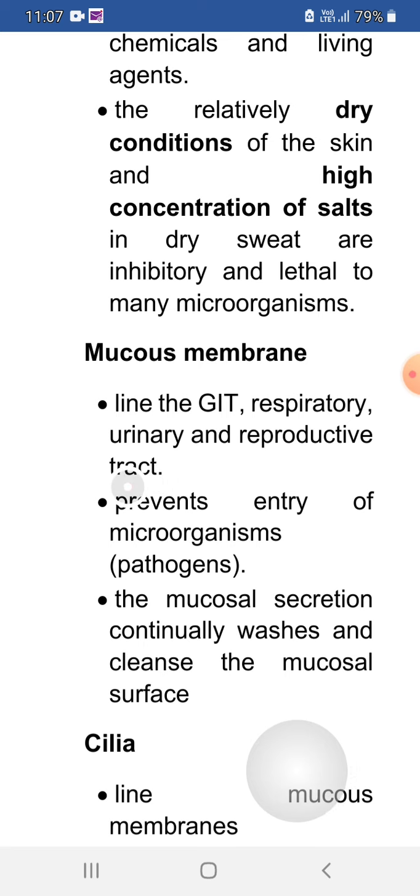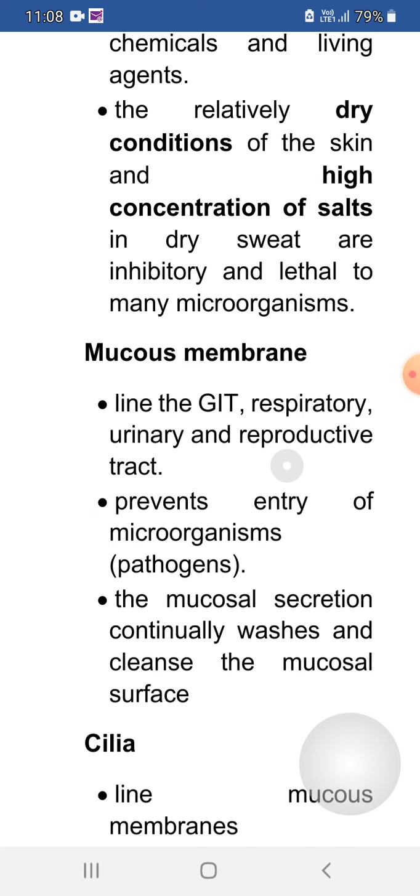So they run the lumen of these body systems. So what do they do? They prevent entry of microorganisms into the body tissue. Like in the gut, they line the gut. So any bacteria or protozoa which may want to enter into the body tissue are prevented, because the gut is actually outside the body tissues. So they are prevented by the mucous membrane in the first place.